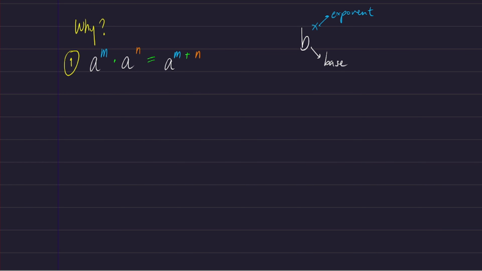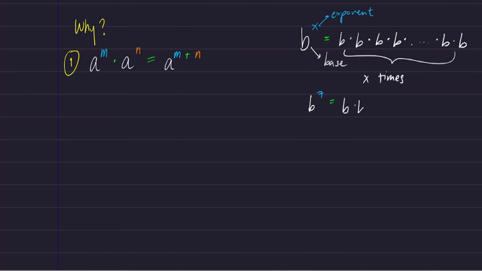And you can expand this term or this expression as something like this. B times B times B times B times dot dot dot times B times B. Ilang B ang kailangan? Well, it depends kung ano ang exponent mo. So this will be repeated x times. Halimbawa, meron kang B raised to, sabihin natin, 7. So this is equal to B times B times B times B times B times B times B. 7 B na imumultiply mo.